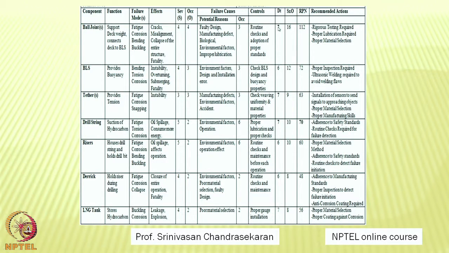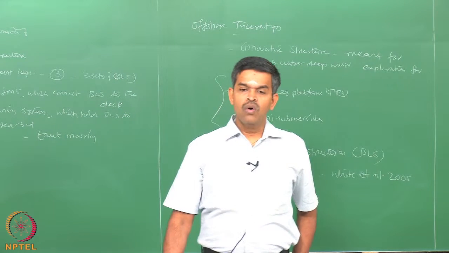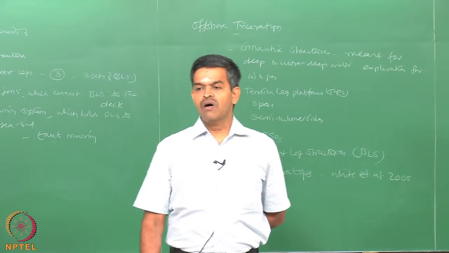Therefore, if you look at the RPN, which is nothing but the product of severity, detectability and rate of occurrence, I get this number 112. The recommended action should be rigorous testing, proper lubrication and proper material selection. Similarly, we have done every component analysis, we have done RPN for every component, and we have prioritized them. One can see from this table very clearly that ball joints are considered the most sensitive, most vulnerable component, whose failure can cause a very serious consequence on the overall function of the offshore triceratops.